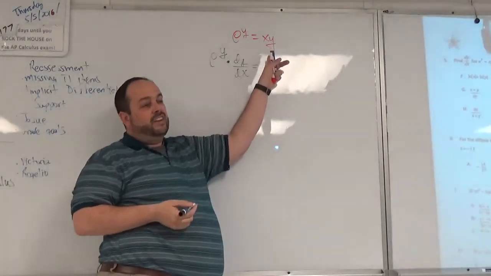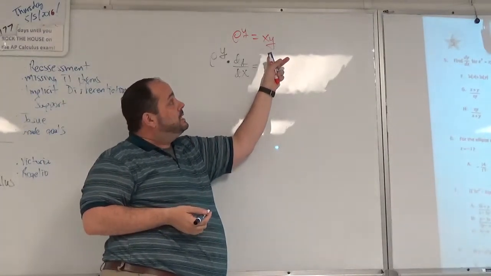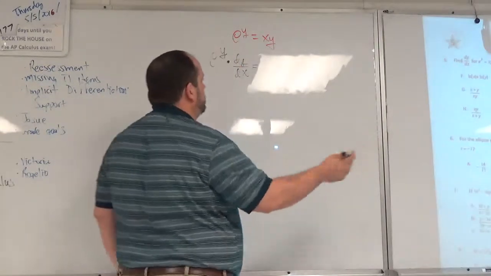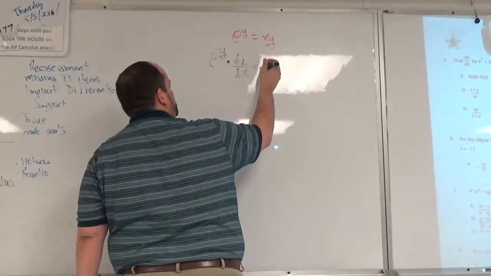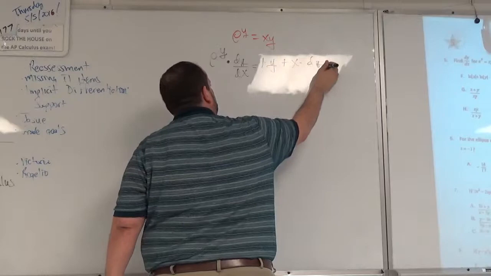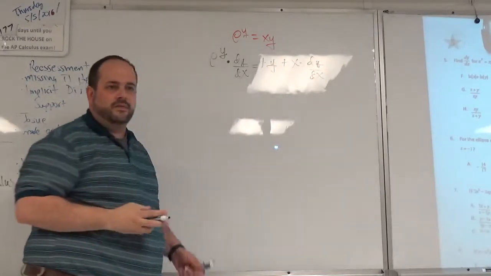Now I've got to go over here and I'm going to take the derivative on the right. How are you going to find the derivative on the right? Product rule. So the product rule says take the derivative of the first part, 1. Leave the second one alone, plus the first times the derivative of the second.